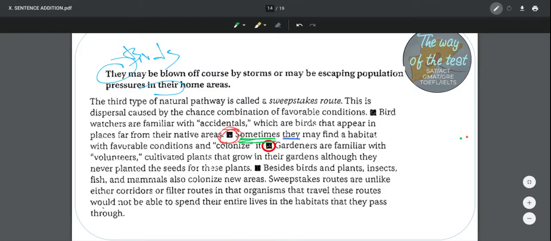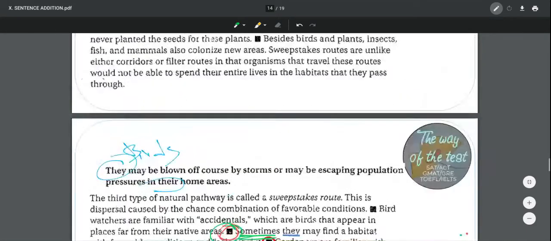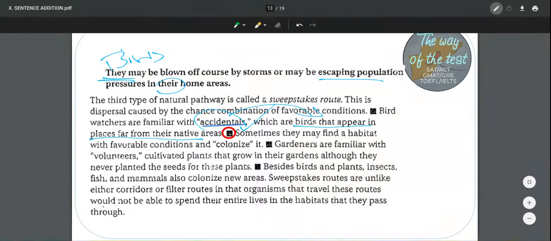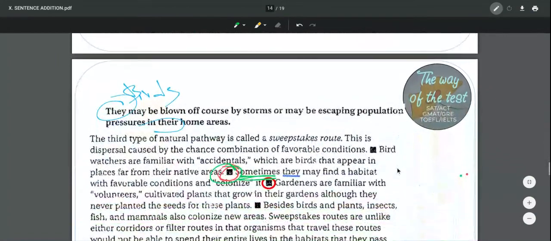If I put it in B, I'm saying that the birds appear in places far from the native areas, and then I'm saying that the birds are blown off course or maybe escaping populations, and then they find a habitat, like a different habitat, and they colonize the different habitat. Okay, that's perfectly fine. What happens if I put it in C?